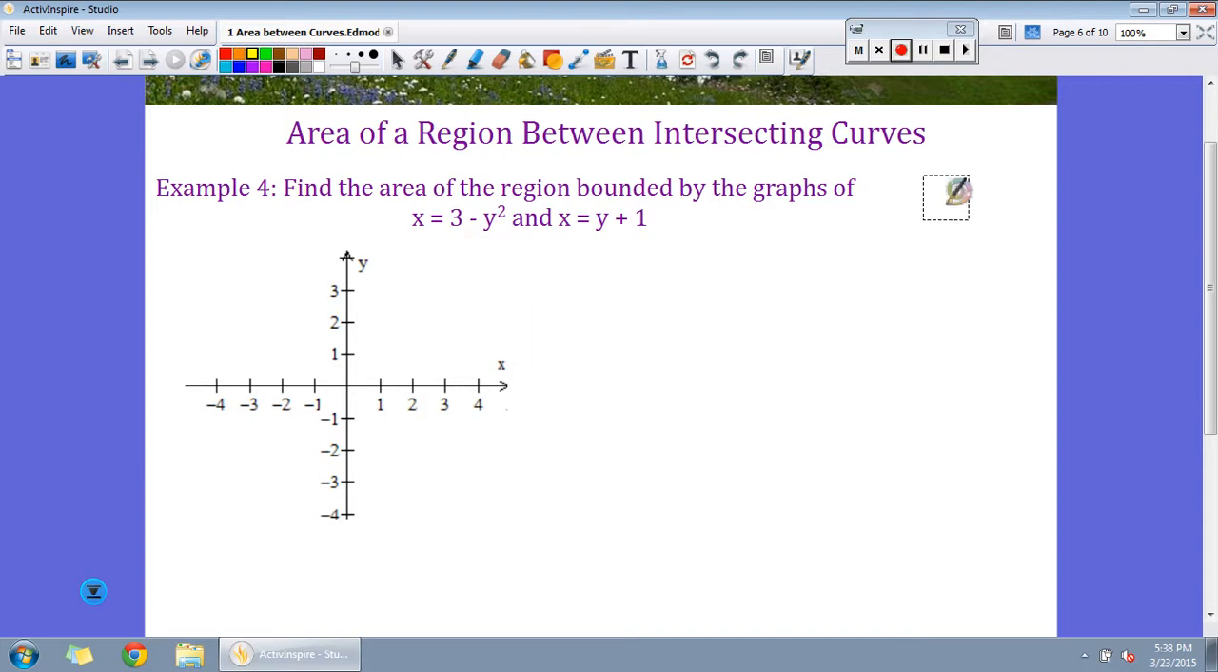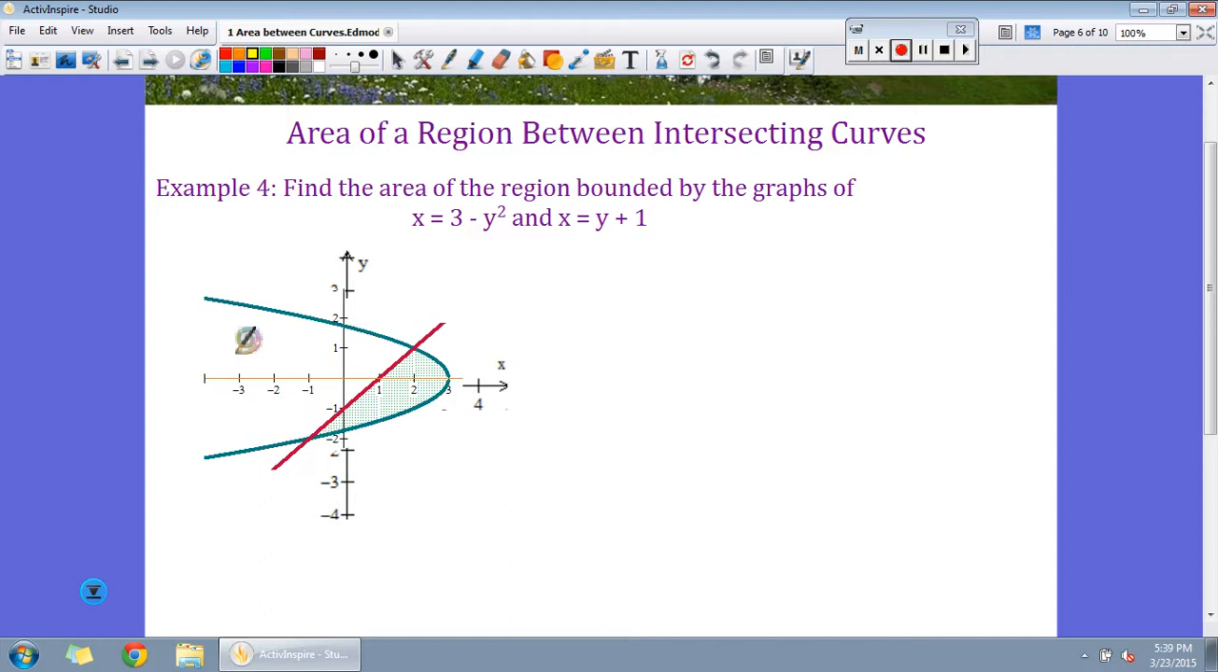Okay. Now this one's kind of interesting. This one, the equations were written in terms of y. So when you go to graph this, 3 minus y squared, you're going to have a point at 3, and then the parabola is going to go to the left, just like on a quadratic with an x, like 3 minus x squared, it would go down, so to the left. And then we have the linear function that could be rewritten as x minus 1 equals y. So I'm going to call this one f and this one g.